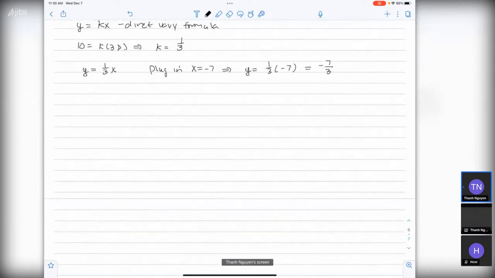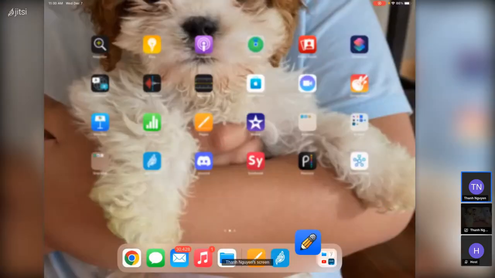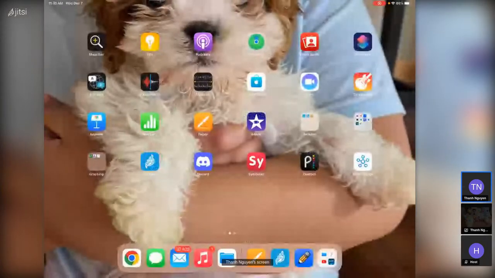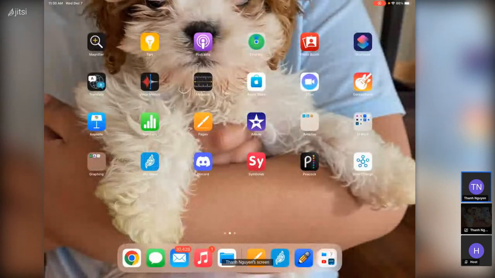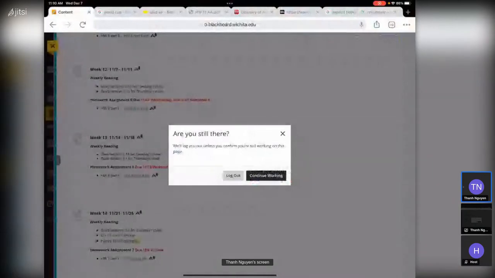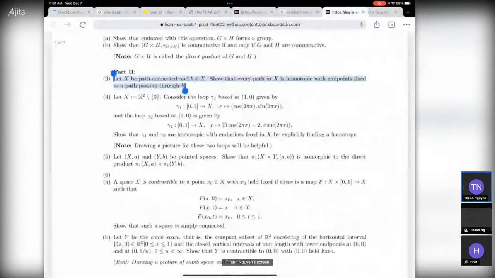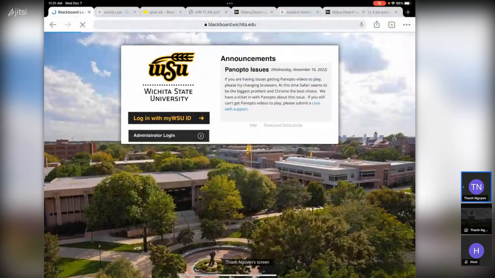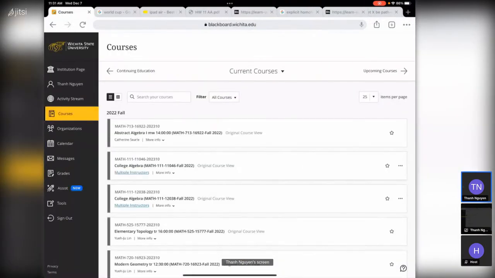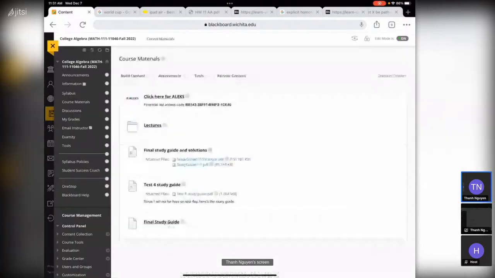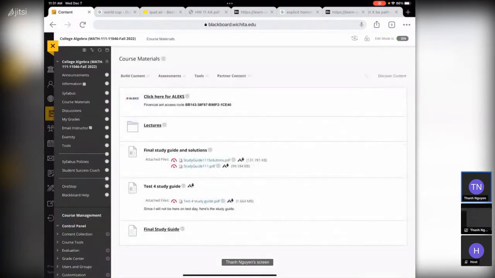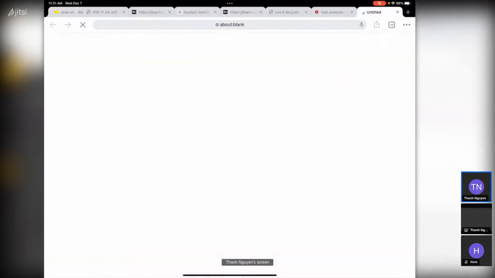Okay, so now, finally, we're going to do 44. And for 44, I think I'm going to copy the problem from, let's see, the course content. Let's see, login, come on. There you go. Course materials. Study guide. I'm just going to take the pictures directly.